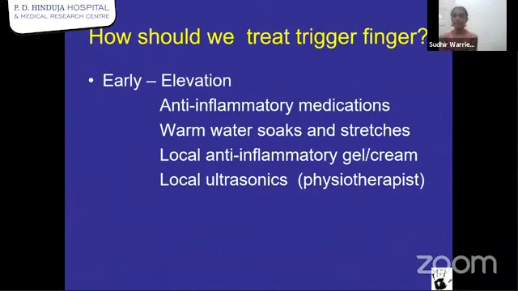Give them some anti-inflammatory medicines again to reduce edema. Warm water soaks and stretches at least twice or thrice a day. We can give them some anti-inflammatory gel or cream for the pain, and local ultrasonics by a physiotherapist.